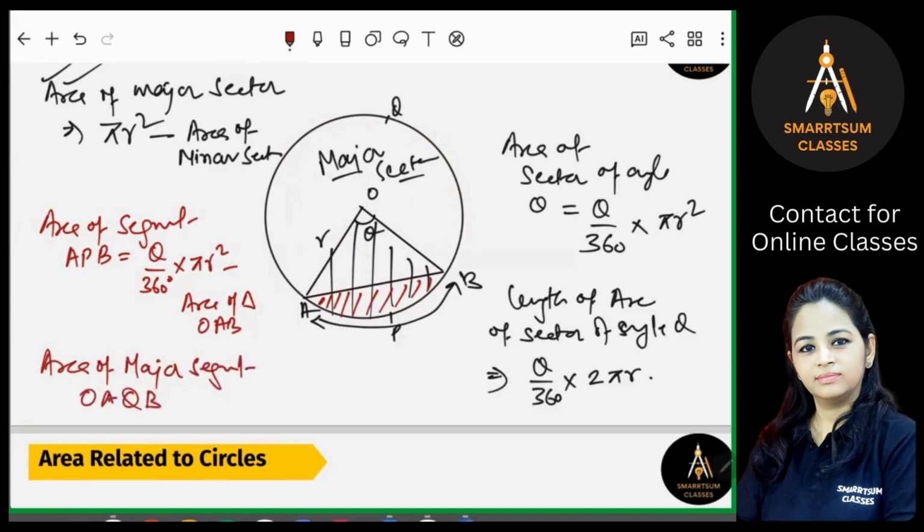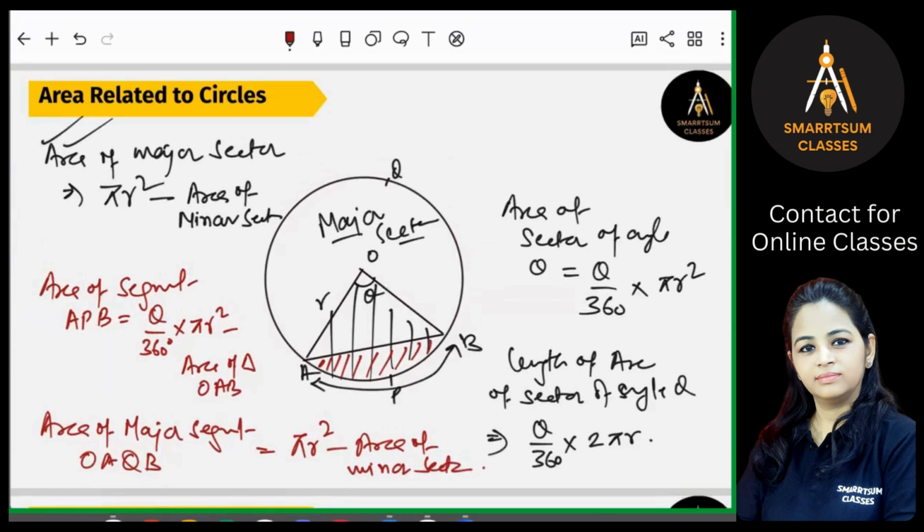OAQB, this will be equal to pi r square, meaning area of the whole circle minus area of minor sector. If we subtract the area of the minor sector from it, we will get the area of the major segment, right? Is that clear? If we subtract the area of the minor segment, then we will get the area of the major segment, and vice versa, right? So this is the whole concept in this chapter. These are the total concepts which we are going to apply now in the questions. Is that clear?